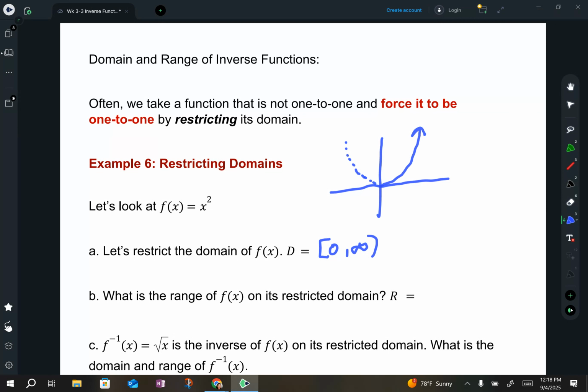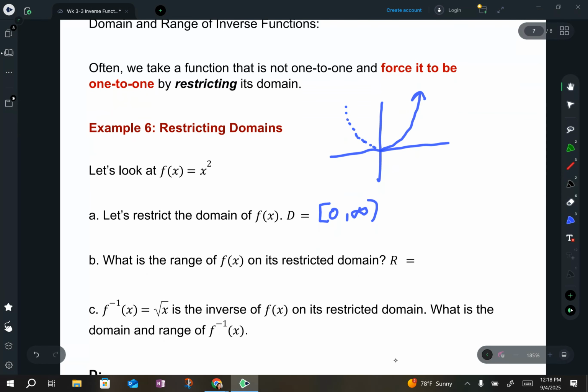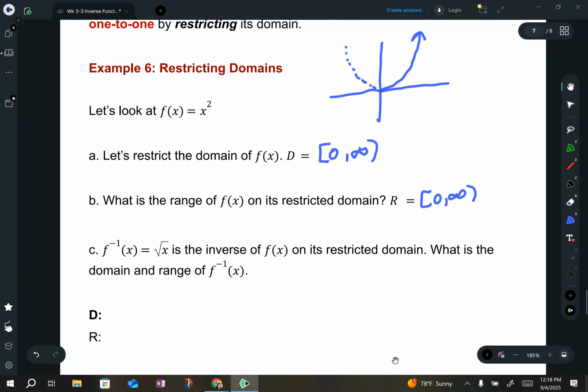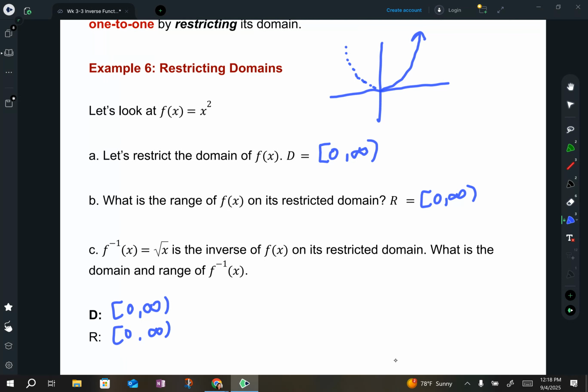So then we think about this, we will see that now it does pass the horizontal line test. So the range of our restricted domain is also 0 to infinity. And when we switch our domain and range, we can see that the square root of x would have the domain 0 to infinity and the range 0 to infinity. So if you need an inverse function for a function that doesn't always have an inverse, you can restrict the domain down to make it work for specific applications.